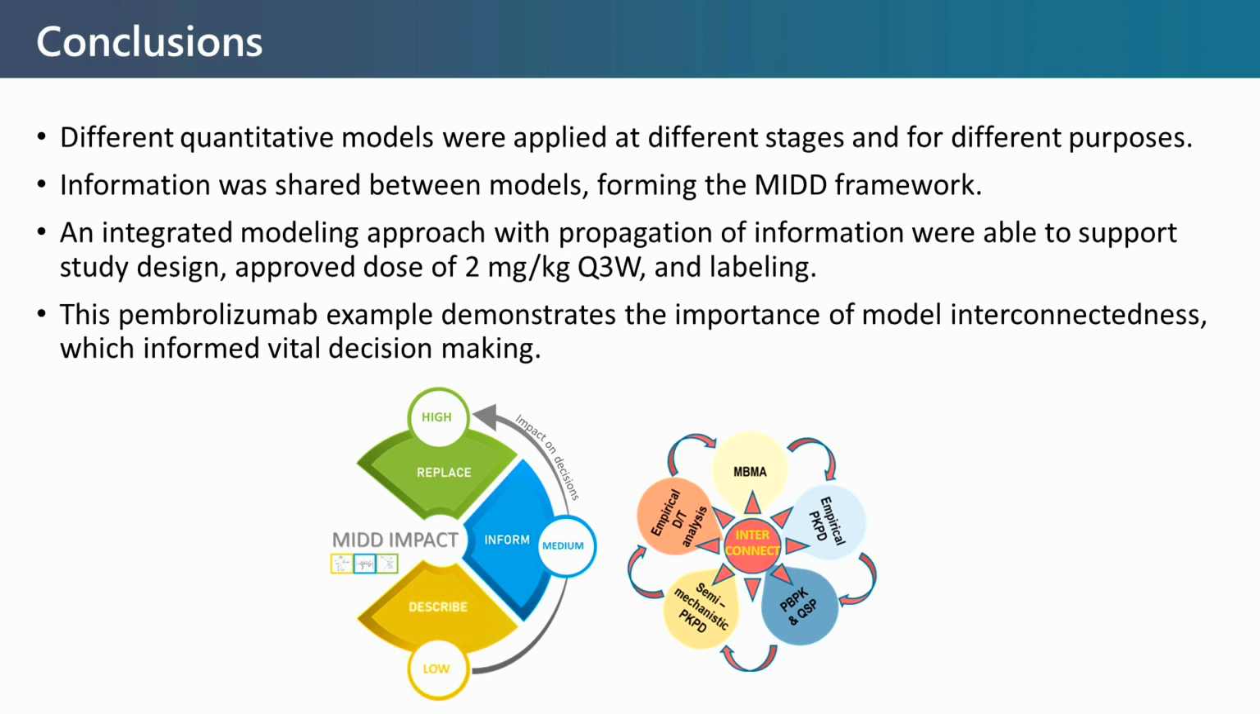The work shown here formed the model-informed drug development framework for pembrolizumab, in which an integrated modeling approach with propagation of information between models was used to support study design for the compound and to support the approval of the 2 milligram per kilogram every 3-week dose, as well as supporting labeling. This pembrolizumab case study provides a demonstration of the importance of model interconnectedness, which was vital to decision-making and facilitated approval of pembrolizumab. This brings us to the end of the presentation.